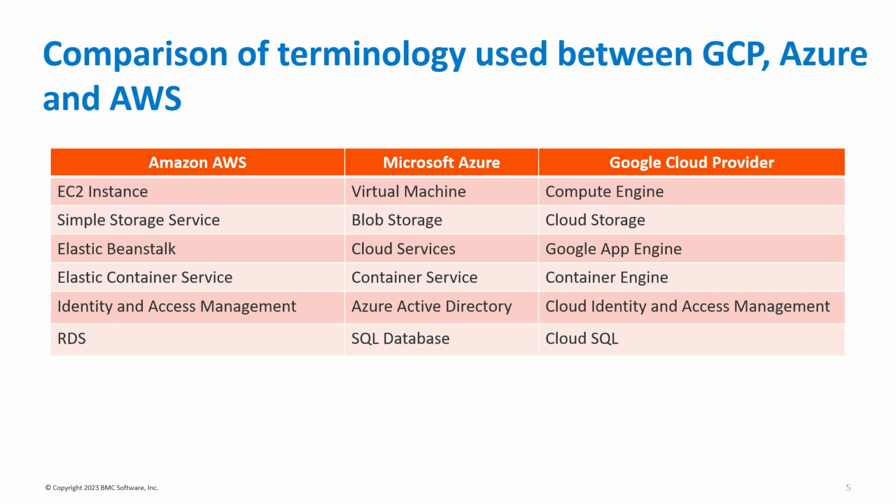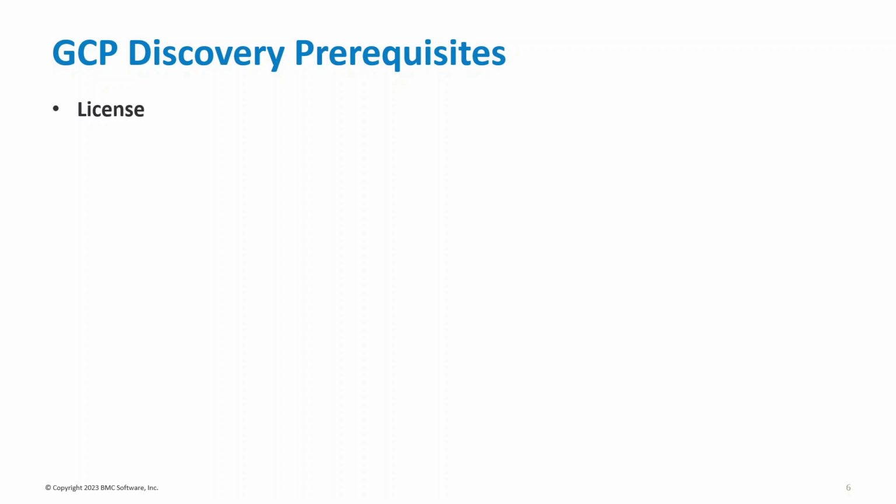Similarly, these are some of the commonly used cloud service examples for your reference. Now that we have seen different technical jargons used across some major cloud providers, let's look into the basic prerequisites of discovering GCP. First, and a very important prerequisite, is to have a cloud discovery license.